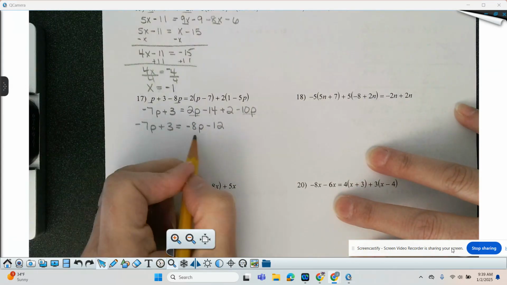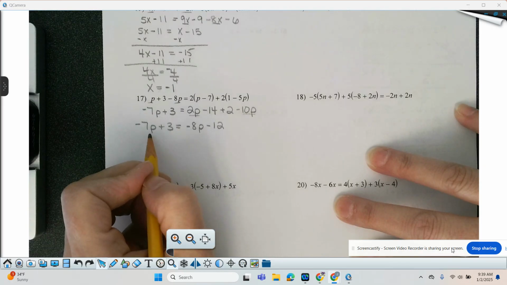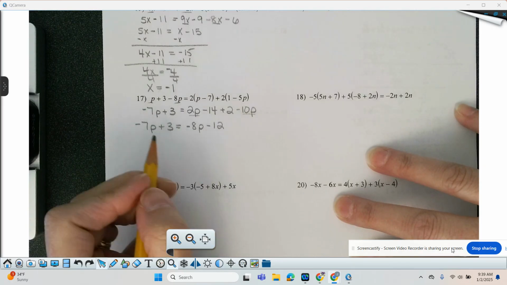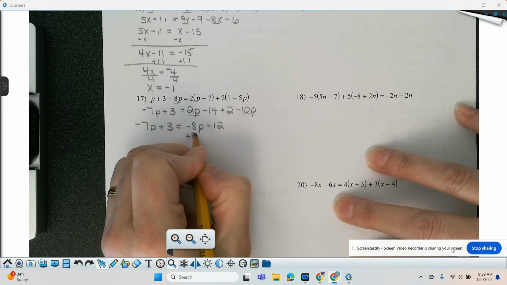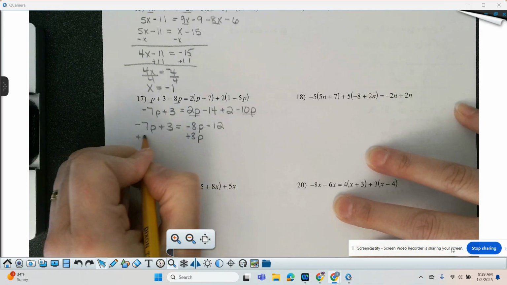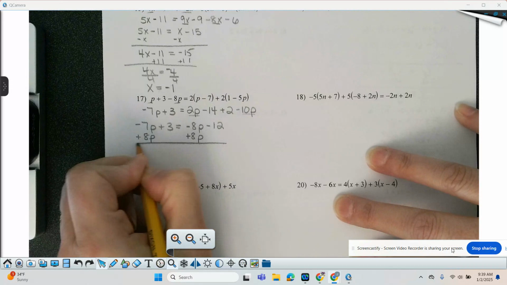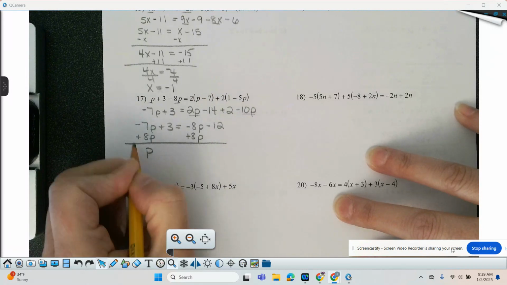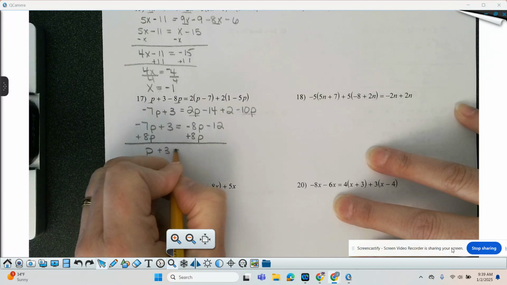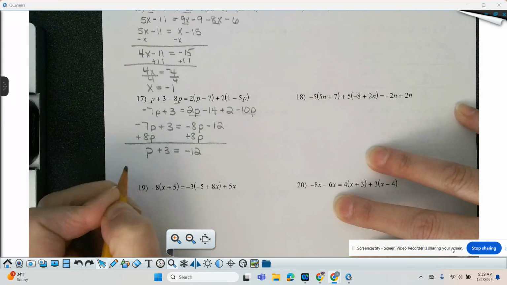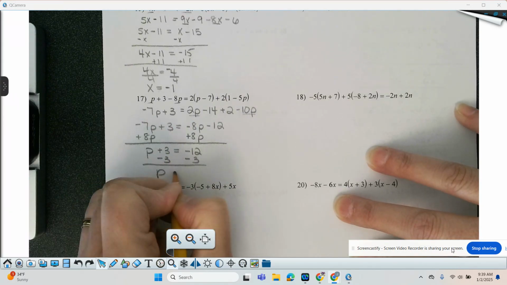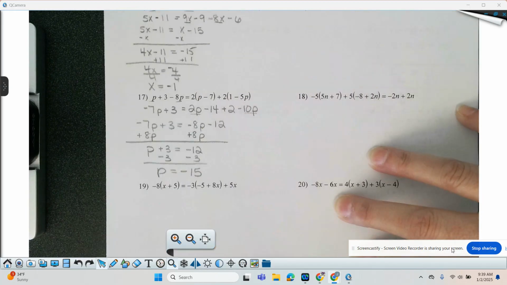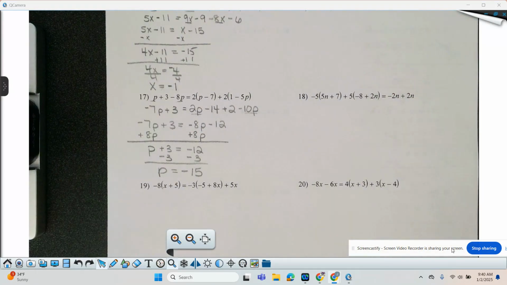So in this case, they're both negatives. But if I move this to the other side, I would be adding an 8p, which is actually going to be bigger. So I'm going to have more positives. That's going to leave me with 1p and a negative 12. If I subtract that 3, again, my signs are the same. Keep the sign, add the numbers, and I end up with, my answer is p equals negative 15.